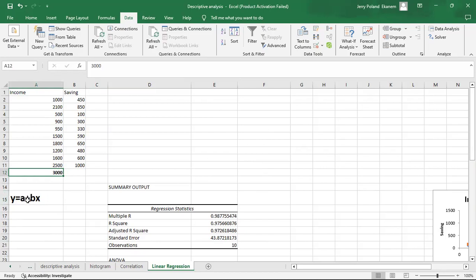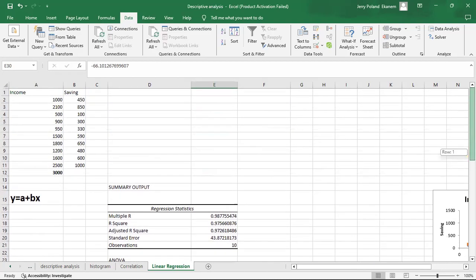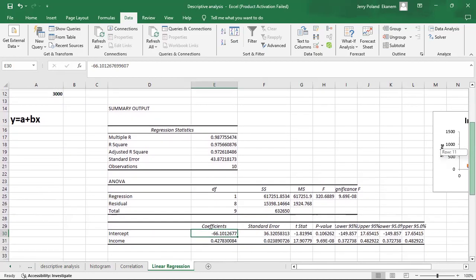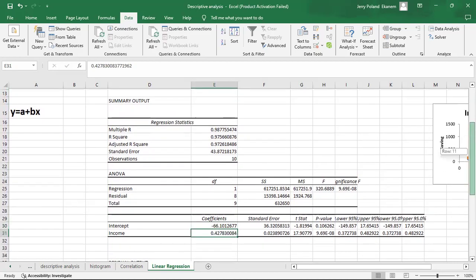So the whole of this right side of the equation, a plus bx, should give you the value for 3,000. For 2,500, we had 1,000. How about for 3,000? That's what y actually represents. Then a is simply this coefficient, the intercept. And then we have b, which is the coefficient of income, and then we have x.